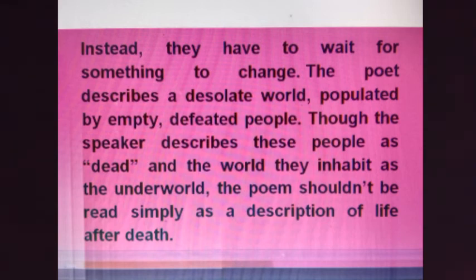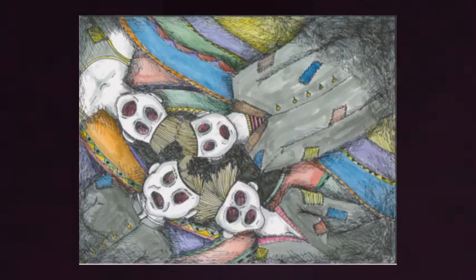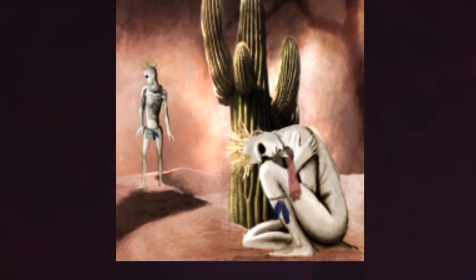The poet describes a desolate world populated by empty, defeated people. Though the speaker describes these people as dead and the world they inhabit as the underworld, the poem shouldn't be read simply as a description of life after death. So the poem is not a description of people who are dead, and it is not the description of a dead man's land. Eliot describes a world that is in between life and death.